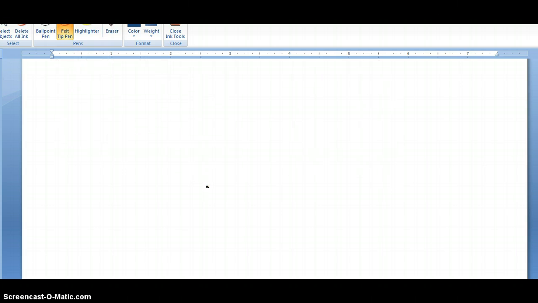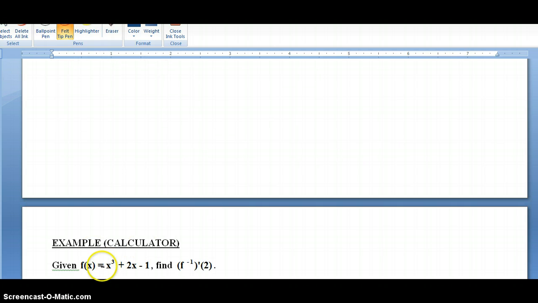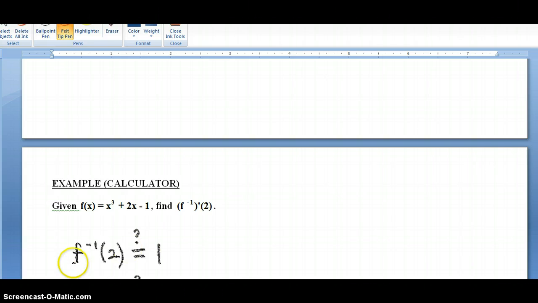So let's look at one more example of this. Given the function f of x equals x to the third plus 2x minus 1, let's find f inverse, the derivative, of the inverse at 2. So we have to start by first asking ourselves not what is f of 2, but what x value makes our function equal to 2. So f inverse of 2 equals 1. Where did that come from?